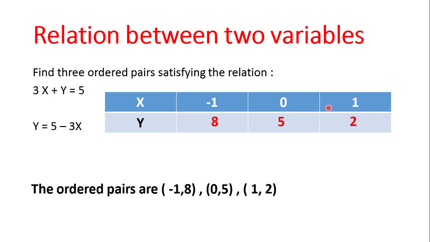Okay, this is our question about the required ways to get three ordered pairs that satisfy the relation. In the first step, we put y alone in the left hand side, then we choose any number as x, then substitute in the relation to get y. Then you have x and y. X and y is an ordered pair or a point in the plane.